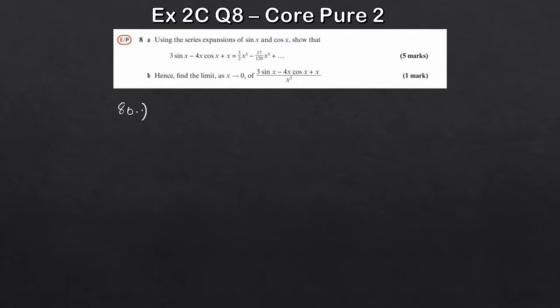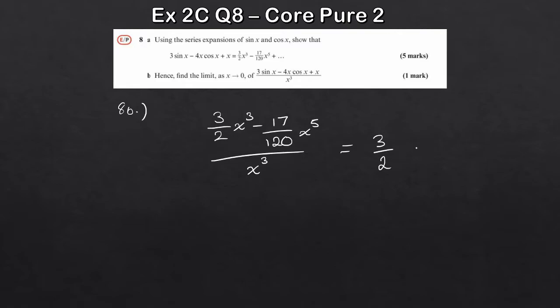So we're going to find the limit as x tends to 0. Okay, but notice it's our original expression in part A, but it's divided by x cubed. So even if you couldn't do part A, you can actually have a go at this, because they give you what it should equal. So if you think about it, they've done 3 over 2 x cubed minus 17 over 120 x to the 5 divided by x cubed. Now if you think about simplifying this, this would be 3 over 2 minus 17 over 120 x squared plus so on and so on, right? That would carry on.